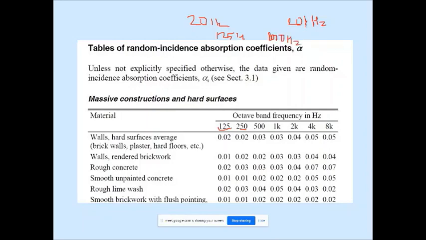Check it once. I think this is okay. 125 Hz to 4,000 or 8,000 Hz, right? This is the speech range of human beings, and this is the hearing range, 20 Hz to 20 kHz.